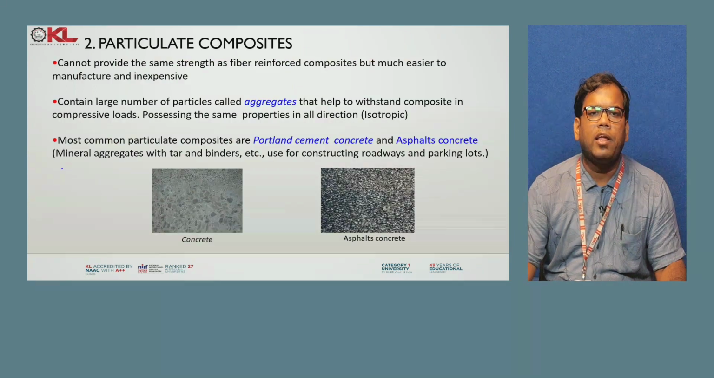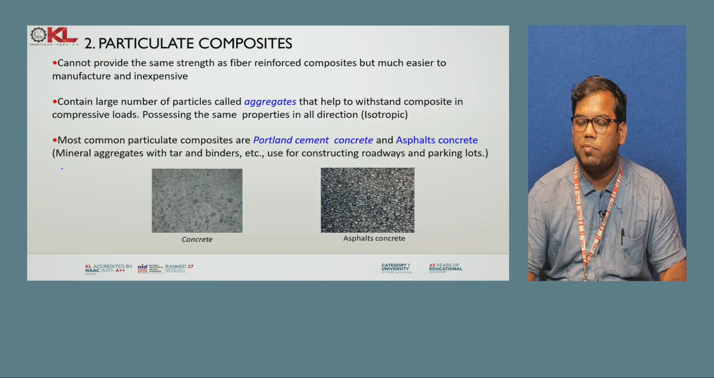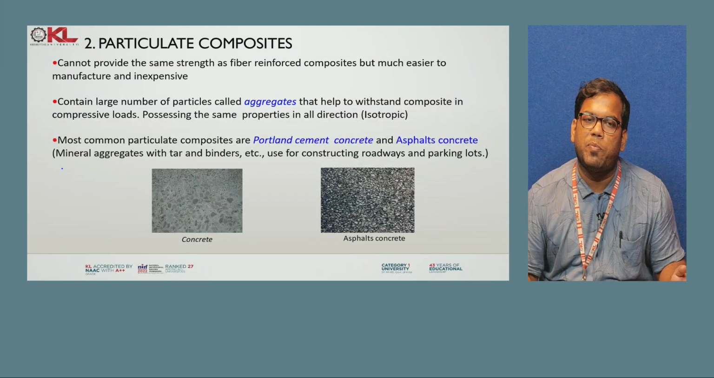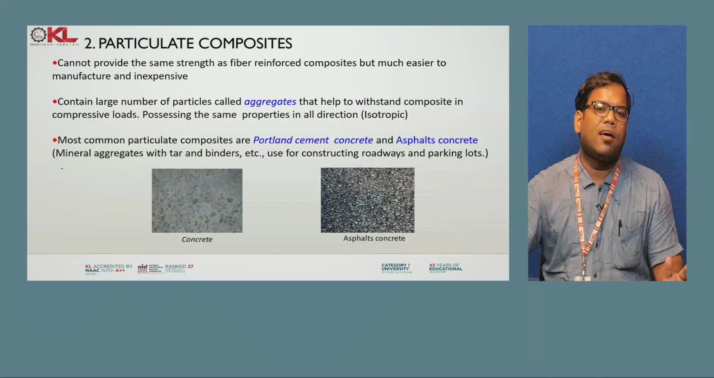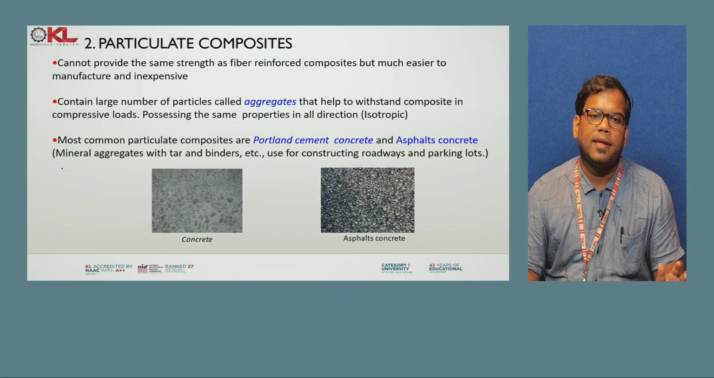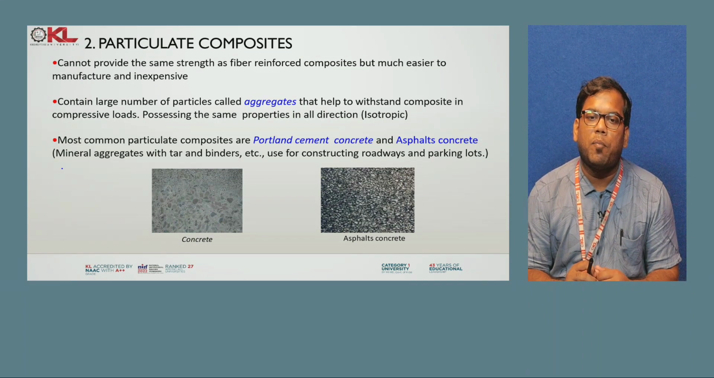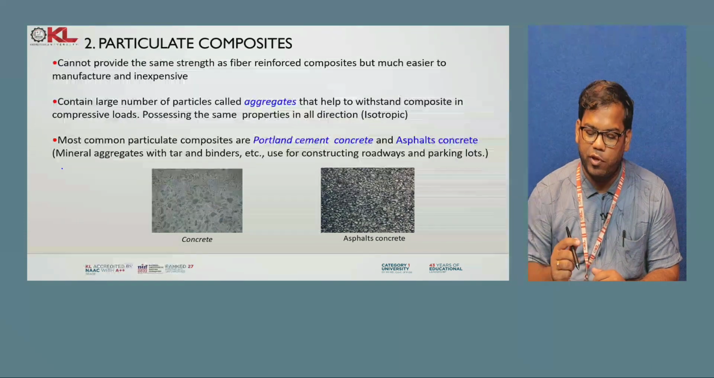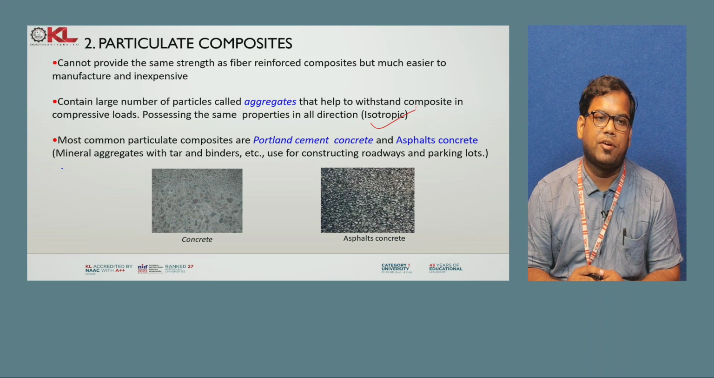Next we will see particulate composite. It cannot provide the same strength as fiber reinforced composite, but it is much easier to manufacture and also economical. It contains a large number of particles, called aggregates, that help the composite withstand compressive load, possessing the same property in all directions. So you can call this particulate composite isotropic in nature.